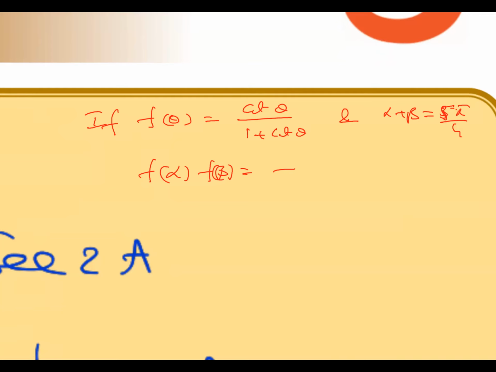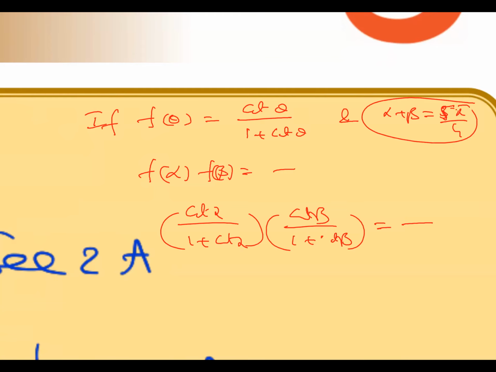So f of alpha is cot alpha by 1 plus cot alpha, into cot beta by 1 plus cot beta. It's a product term. This value you want. Because the sum of angles here, alpha plus beta, is 5 pi by 4, which means 225. I just gave the property, na? This value gives 1 by 2 as the answer. Yes, that is the answer here.